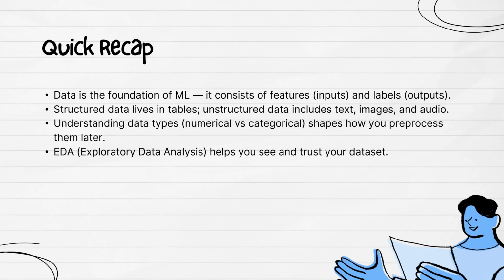So let's summarize today's key ideas. Data is the foundation of ML. It consists of features and labels. Structured data lives in tables. Unstructured data includes text, images, and audio. Understanding the data types shapes how you pre-process them later. EDA helps you to see and trust your dataset.